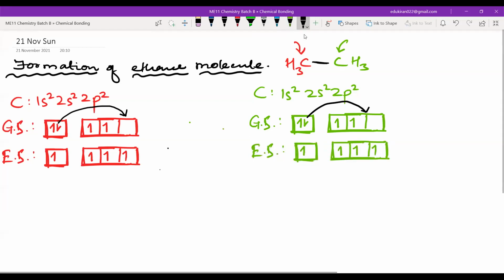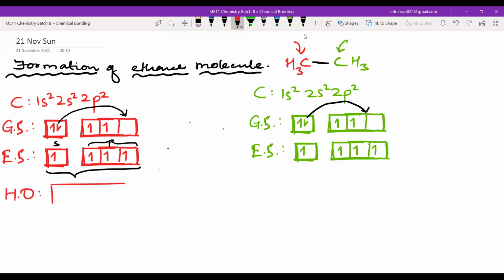Now what will happen? These 4 orbitals, the 2s and the three 2p orbitals, will mix together and form the hybrid orbital, which is sp3. One, 2, 3, and 4. And all of them will have 1 electron each, ready for the bond formation.